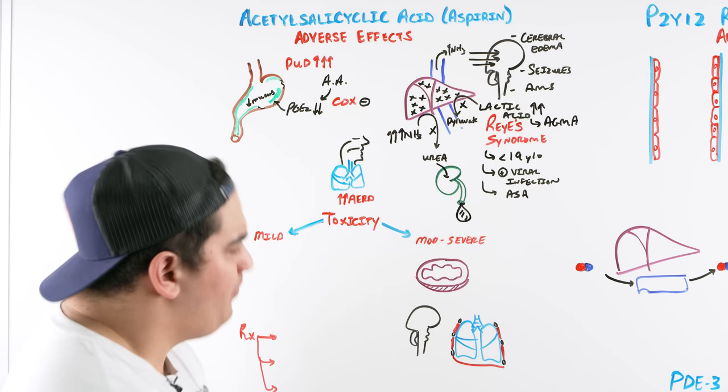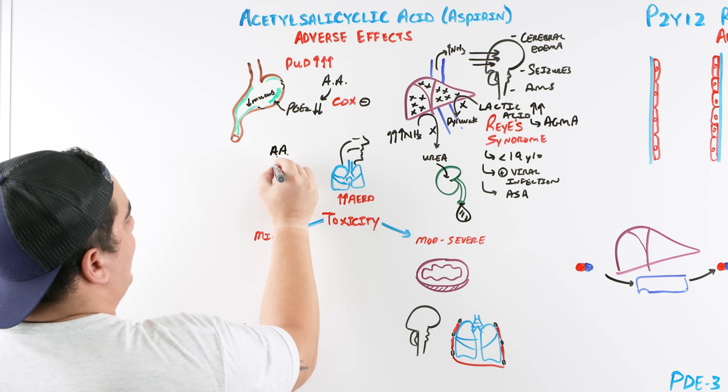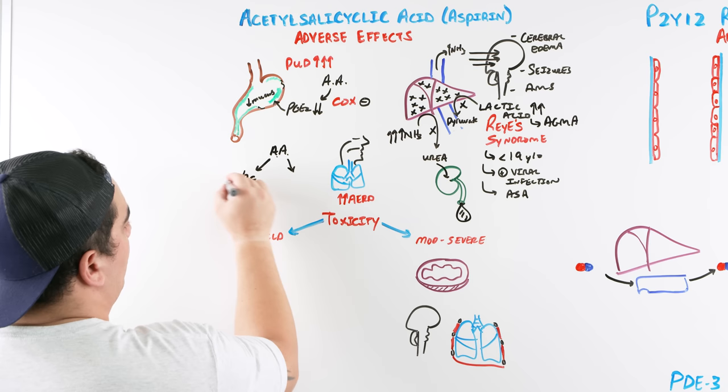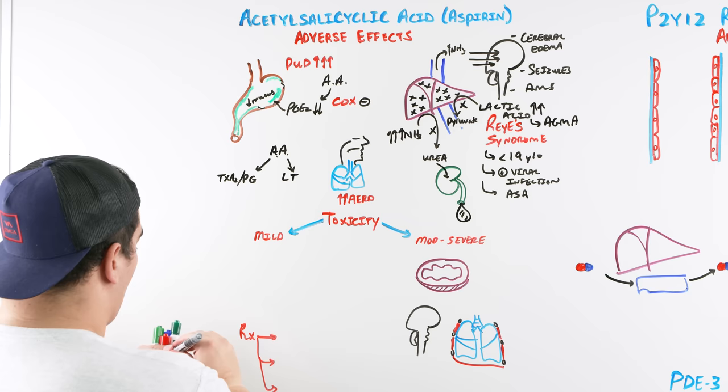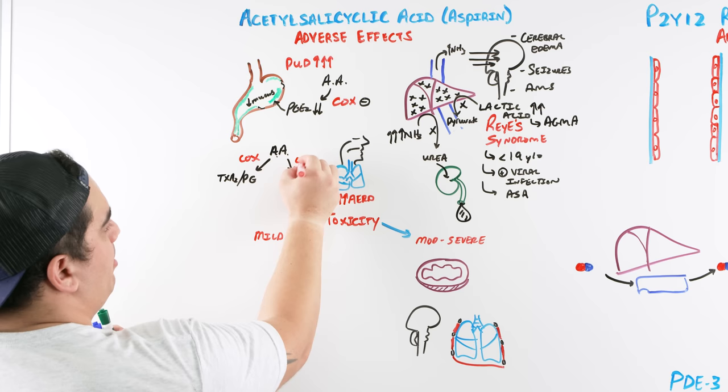The reason behind this is that you take arachidonic acid and it can get broken down into two pathways. One is it can get broken down to prostaglandins or thromboxane A2, right? And then the other one is leukotrienes. This pathway going to thromboxanes and prostaglandins is dependent upon cyclooxygenase. This one going to leukotrienes is dependent upon lipoxygenase.